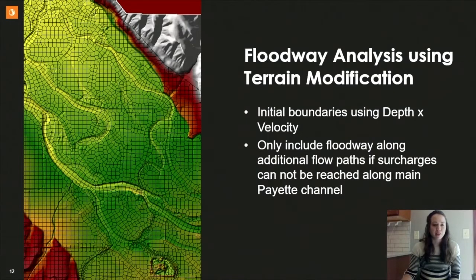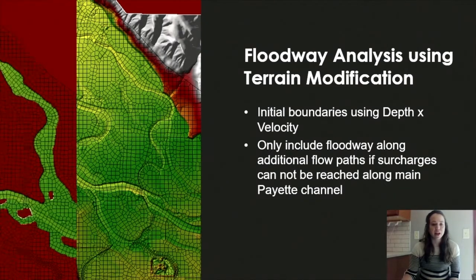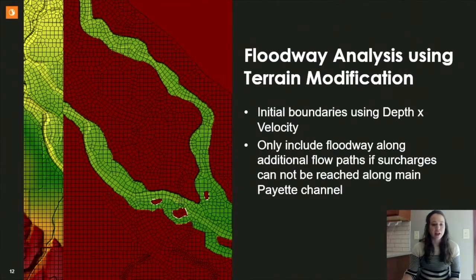To apply the terrain modification, the encroached region of the terrain was raised so that the flow would not enter into the area. The floodway is defined as the portion of the floodplain that conveys the most floodwaters. In a 1D steady-state model, the encroachments are placed on either side of the channel so that equal conveyance is maintained.